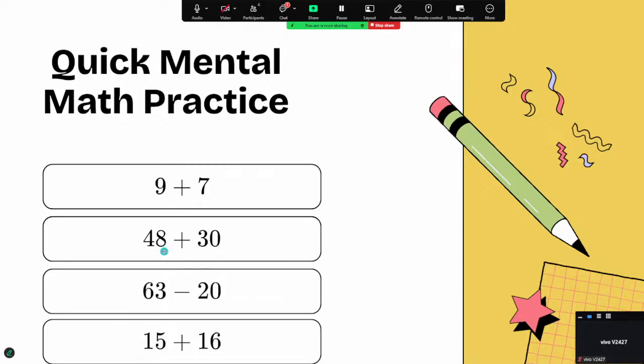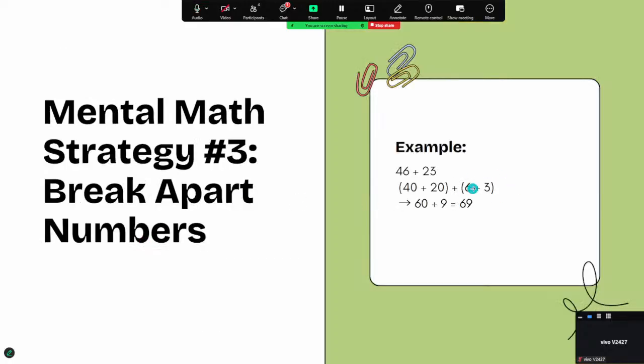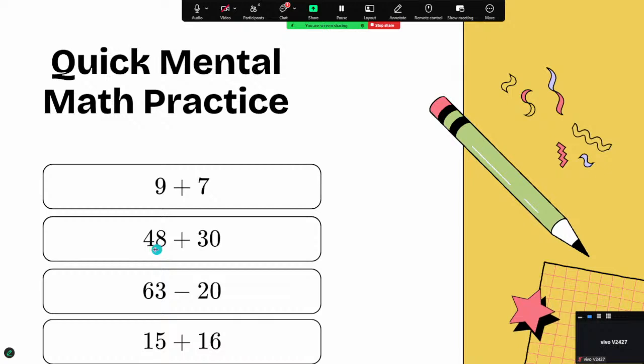Next, we can break numbers apart. We can use this strategy for this one. So we add all the 10s, which is 40 plus 30, and then we add all the 1s, which is 8 plus 0. So 40 plus 30 is 70, and then 8 plus 0 is 8. So then we do 70 plus 8, which is 78.